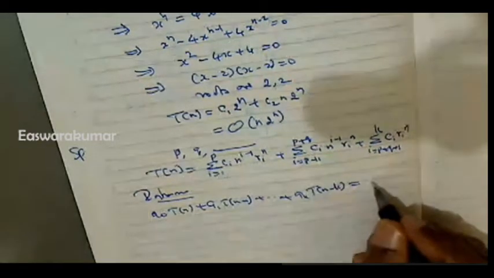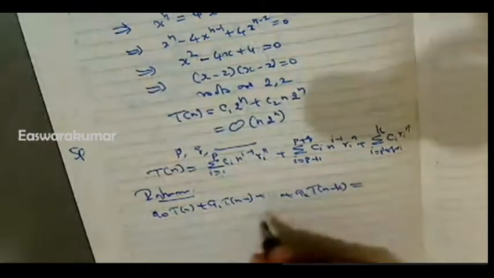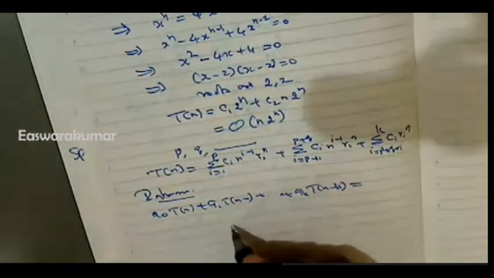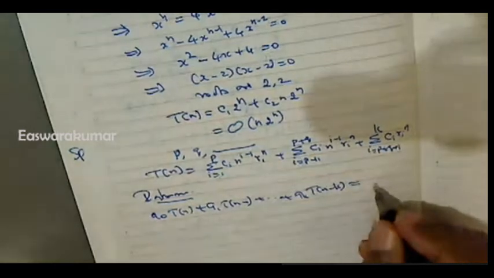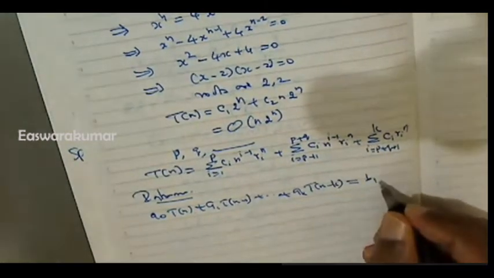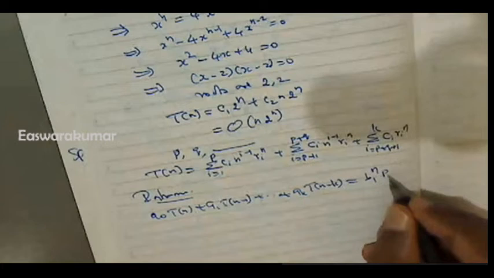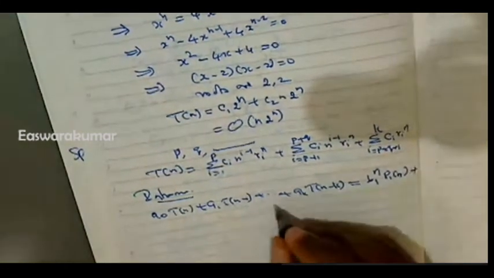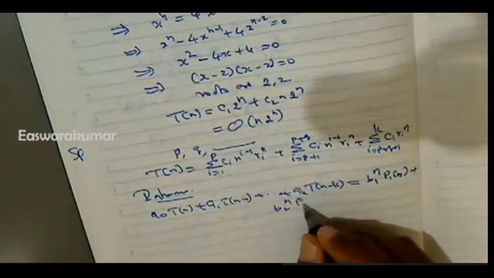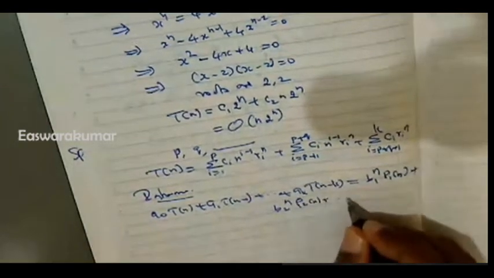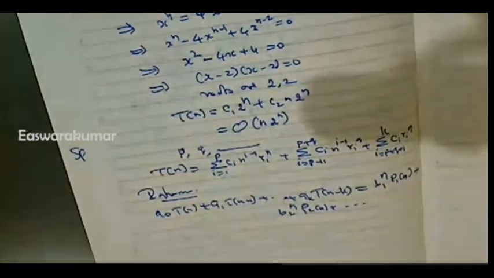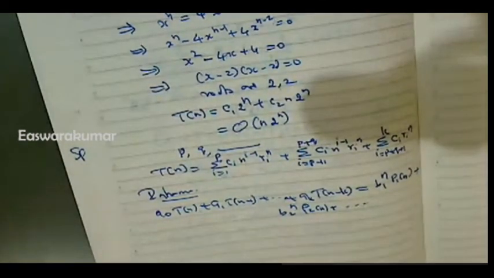The space is not there, that's why I am writing here. Actually this is a single equation. Don't assume that the equal to is coming from this. On the right side I can write terms like b1 power n, b1 of n, then plus b2 power n, b2 of n plus etc. Like that, any number of terms will be there. So the right hand side is not 0. So this is an inhomogeneous recurrence equation.